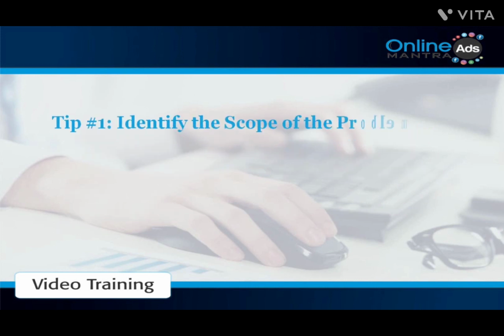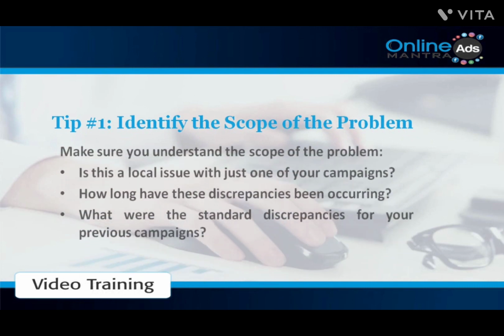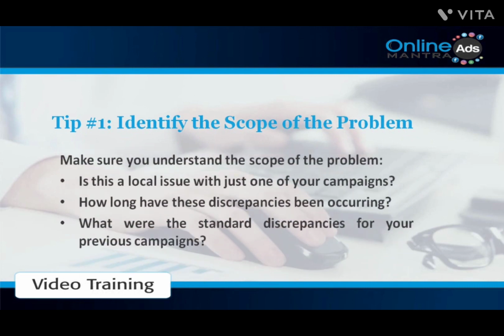Tip 1. Identify the scope of the problem. Make sure you understand the scope of the problem. Is this a local issue with just one of your campaigns? How long have these discrepancies been occurring? What were the standard discrepancies for your previous campaigns?